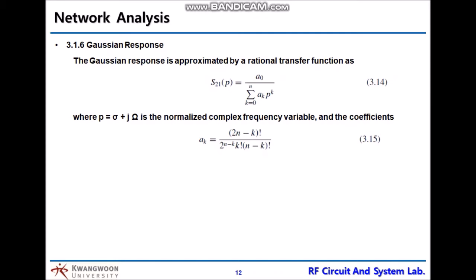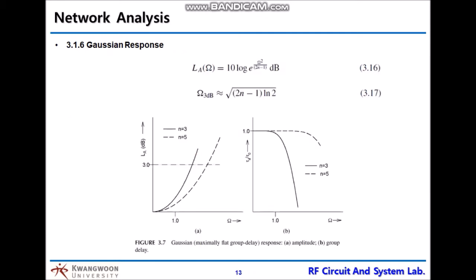The Gaussian response is approximated by a rational transfer function as equation 3.14, where p equals sigma plus j omega is the normalized complex frequency variable, and the coefficients are given by equation 3.15. Figure 3.7 shows two typical Gaussian responses for n equals 3 and n equals 5, which are obtained from equation 3.14.